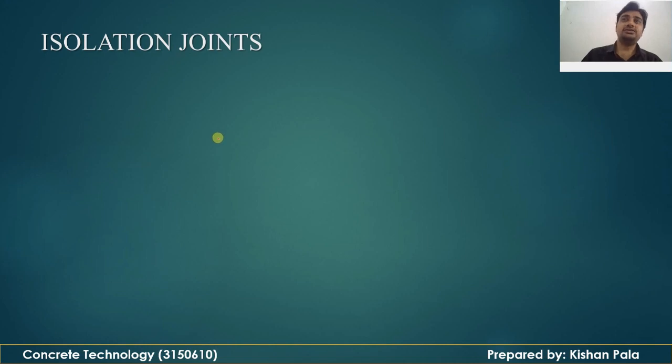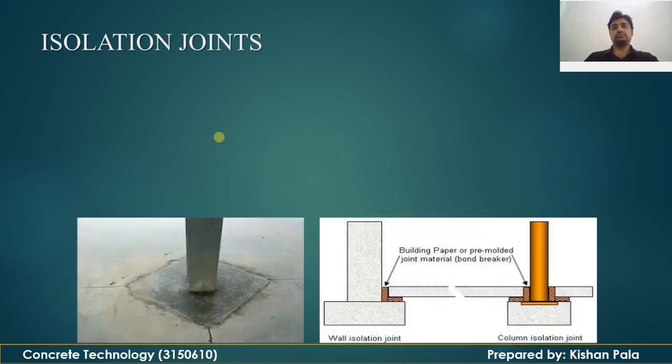Next one is the isolation joint. When our floor or horizontal member is connected to our vertical member, like a column, a wall, or any other element, in that case different stresses are developing, so cracking may develop in future. So in that case, we have to provide the isolation joints. You can see in the photo, this is the isolation joint provided between the floor and column.